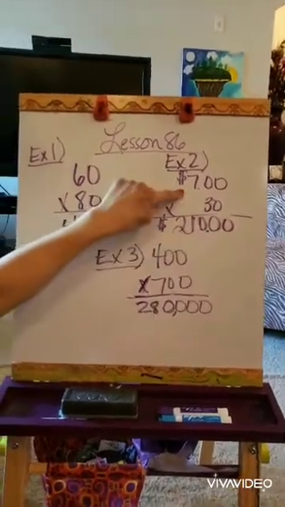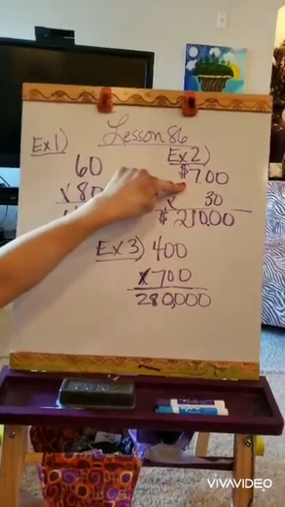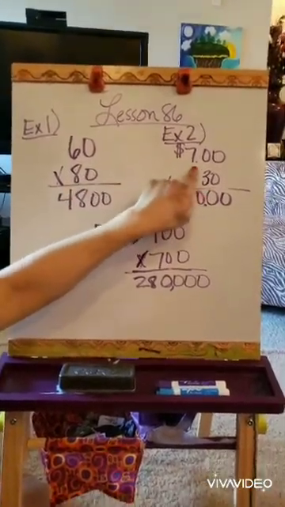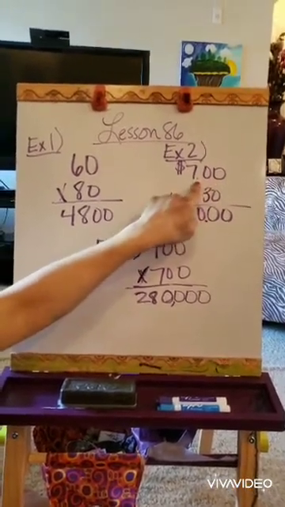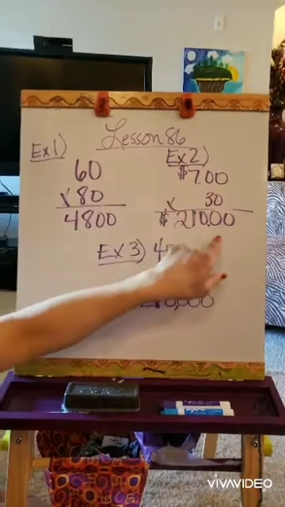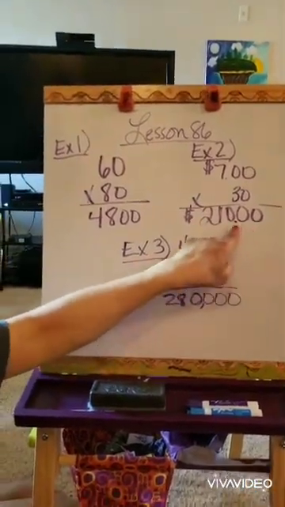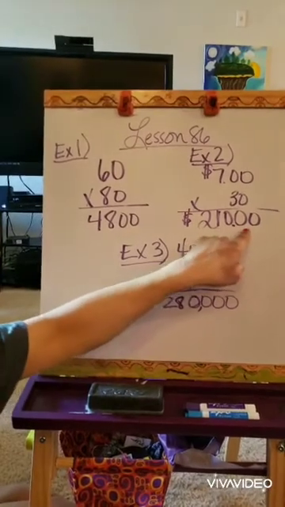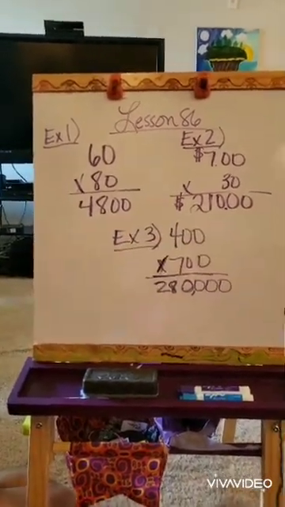placed. In my problem, I only have one number that includes a decimal, which is the $7. In this number, the decimal has two digits to the right, which means I have to have the decimal in the place in my answer where 2 digits will be to the right. Therefore, I place my decimal here, leaving these 2 zeros off to the end, which makes my answer $210.